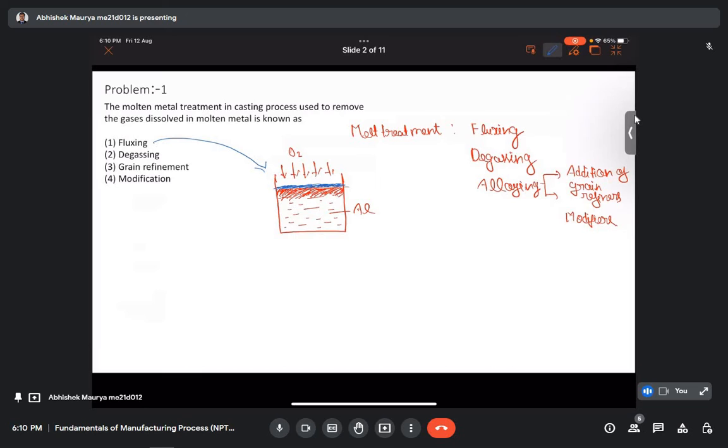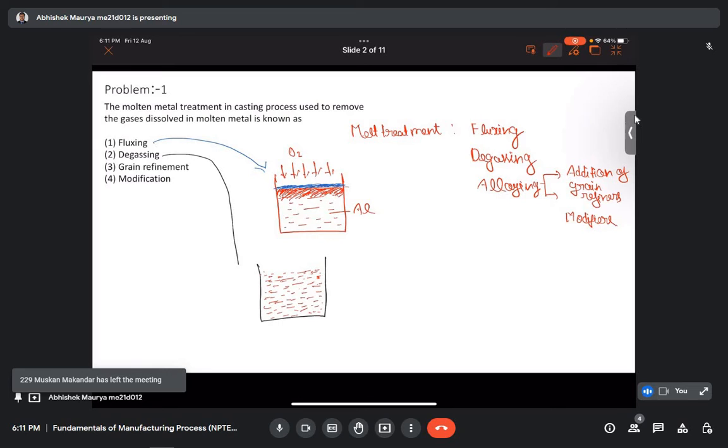Let's see what degassing is. When we have molten material, it has a tendency to dissolve lots of atmospheric gases like hydrogen and oxygen. Out of these, hydrogen has the maximum solubility in the molten metal, and we don't want that hydrogen, because during solidification it will remain inside the material as porosity and reduce the mechanical strength of the final component which we get from the casting. So degassing is mainly used to remove hydrogen or oxygen.